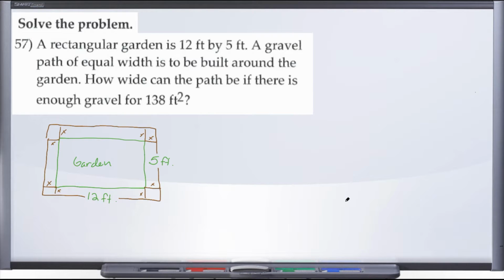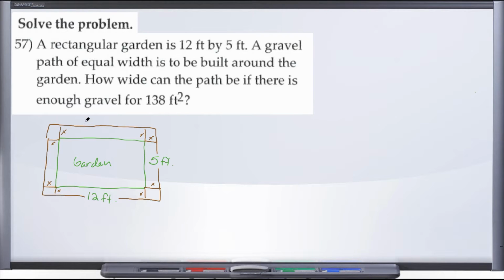All right, let's take a look here at 57. And the word problem they've given us says a rectangular garden is 12 feet by 5 feet. A gravel path of equal width is to be built around the garden. How wide can the path be if there is enough gravel for 138 square feet?